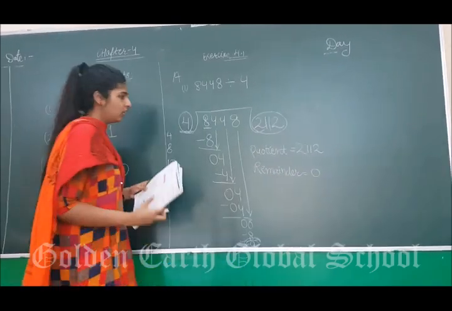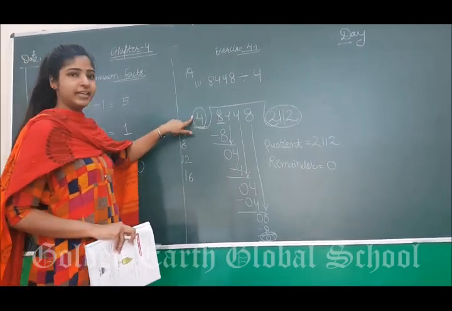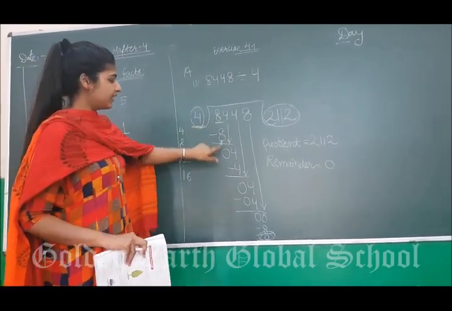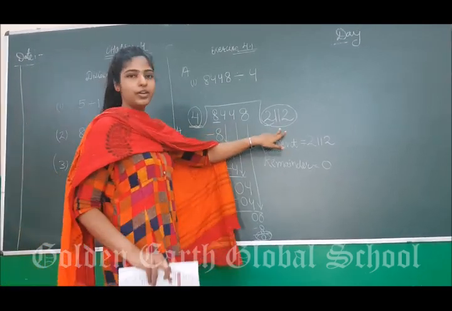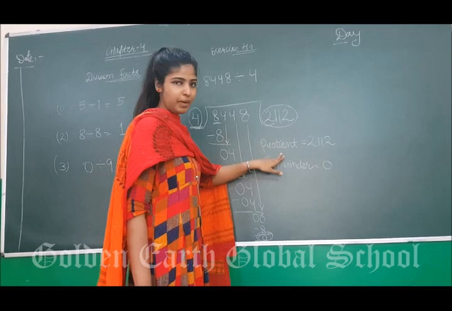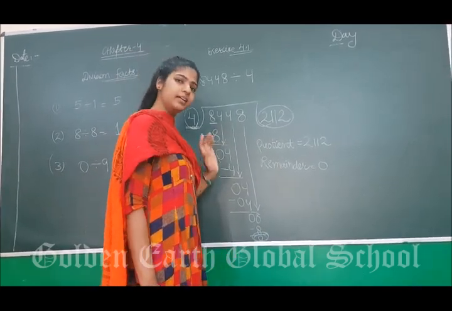Clear everyone? First of all, if there is any need, you have to write the table of the divisor. Then check all the digits one by one. Then what you get on the right side, that is your quotient part. The digit left over, that is your remainder part. Clear?